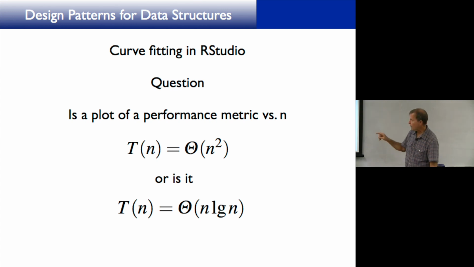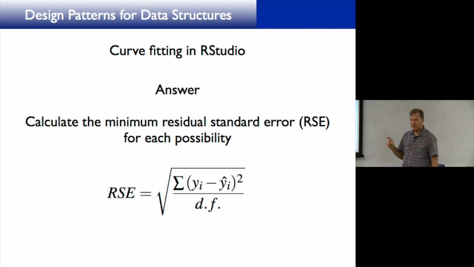Okay, so the question is, when we plot a performance metric versus n, is T(n) = Θ(n²), or is it T(n) = Θ(n log n)? Now here's the answer. The answer is in this quantity called the residual standard error, which is RSE. What we want to do now is understand what the RSE is.